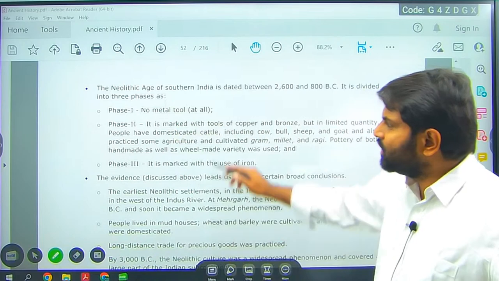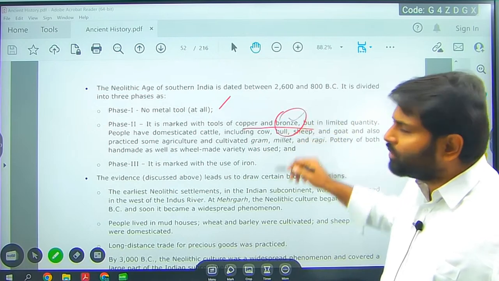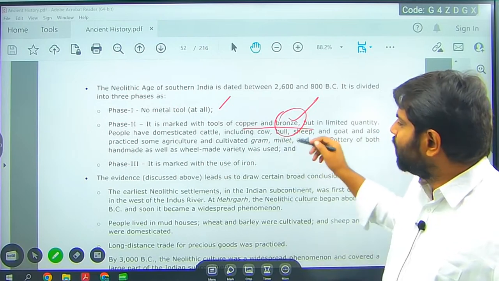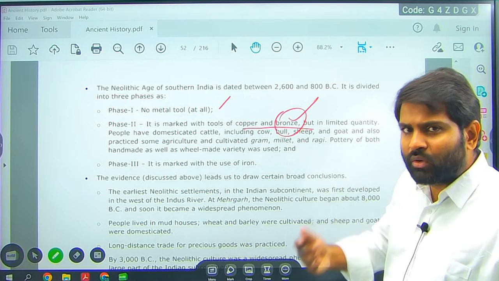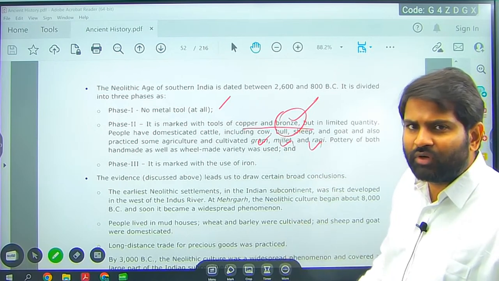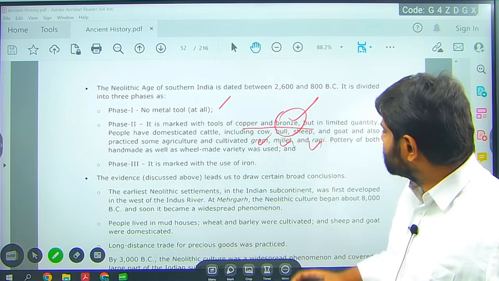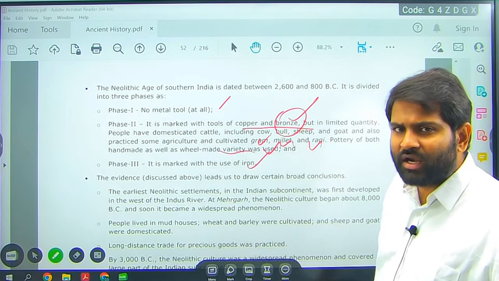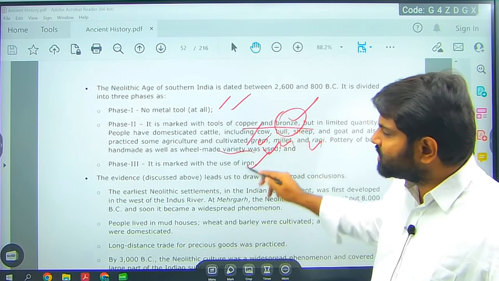So phase 1, if you see, no metal tools at all. Phase 2 is marked with tools of copper and bronze. Bronze normally we give to the Indus Valley Civilization, in limited quantity. People domesticated cattle including cow, bull, sheep, goat, and practiced agriculture, and they sowed and harvested gram, millet, ragi. So you can understand ragi sangati, one of the staple diets in the Karnataka and Andhra Pradesh regions. Pottery both handmade as well as wheel made is also available. Phase 3 is where we started using iron. So you can see phase 1, stone stage, phase 2, bronze age, third, iron age.